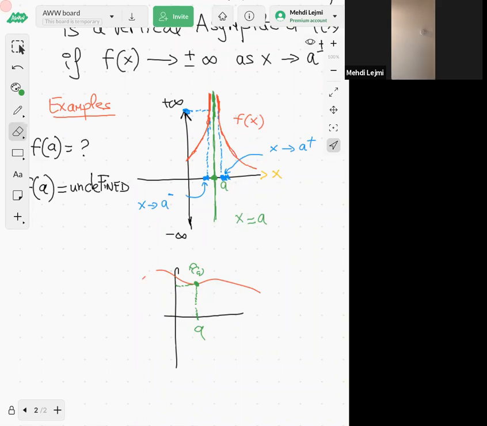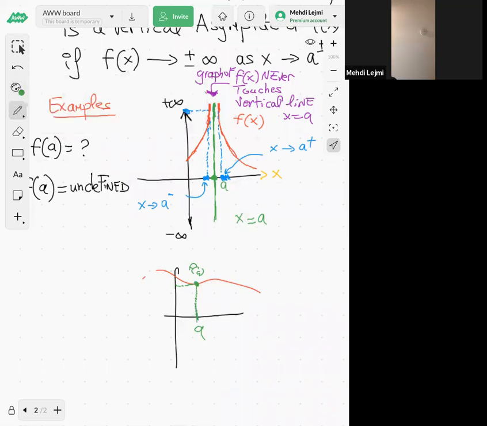So if the graph of f of x never touches the vertical line x equal to a, the vertical line where x is equal to a, then the image, f of a, is undefined.